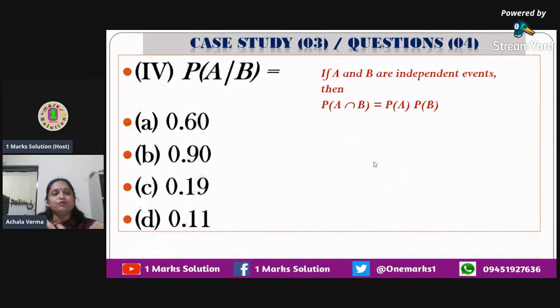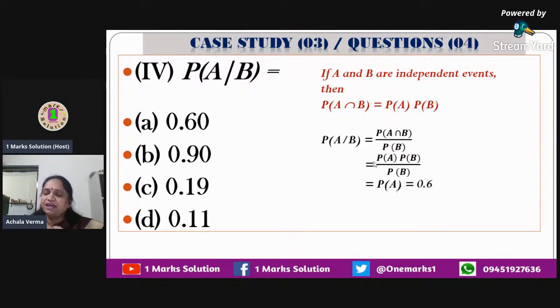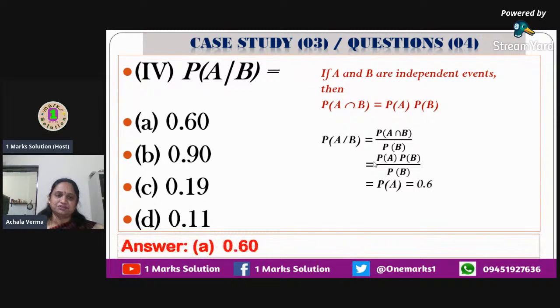Then we go to the fourth question, which is probability of A when B has already occurred. If A and B are independent events, the same concept continues, and you get probability of A when B has already occurred is equal to probability of A, which is 0.6, and hence option A is the right option.